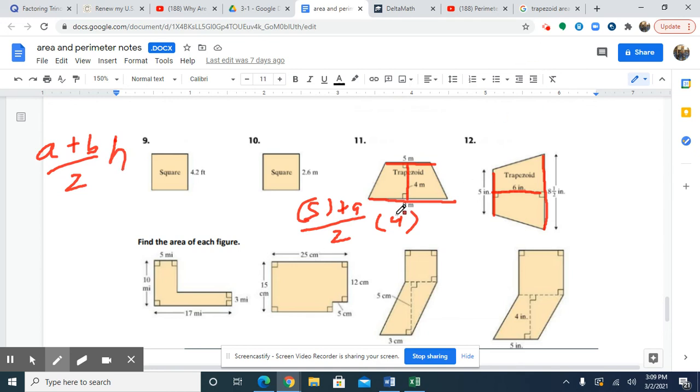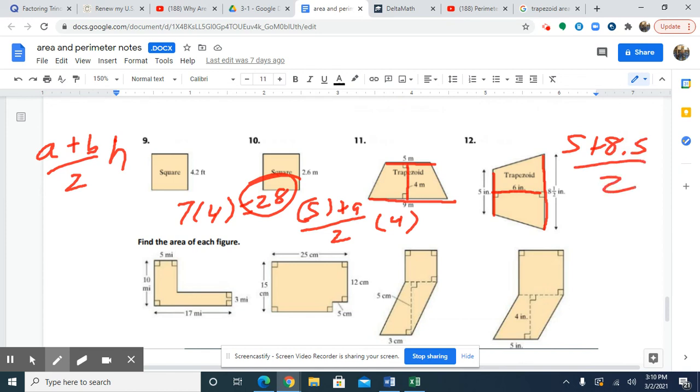So 5 plus 9 is 14. Divided by 2 is 7. So 7 times 4, which is equal to 28, is the area of our trapezoid. The next one, we have 5 plus 8.5. So 5 plus 8.5 is 13.5, divided by 2 is 6.75. We're going to multiply that by 6, and our answer is 40.5.